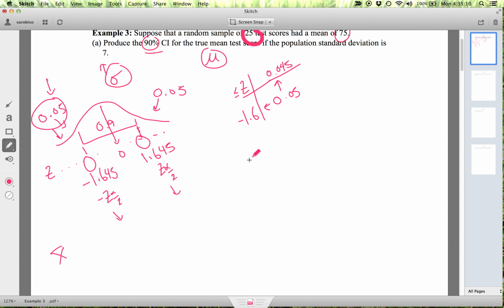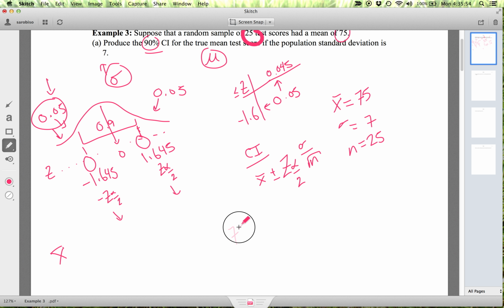How I do that, of course, is with my confidence interval formula. I start with my X bar, I add and I subtract this Z alpha over 2 value that I just found. I multiply it by the standard deviation and then divide by root n. Okay, so here remember, of course, that X bar we were told in the question was 75. We were also told that the standard deviation was 7. And lastly, we were told that the number of samples was 25.